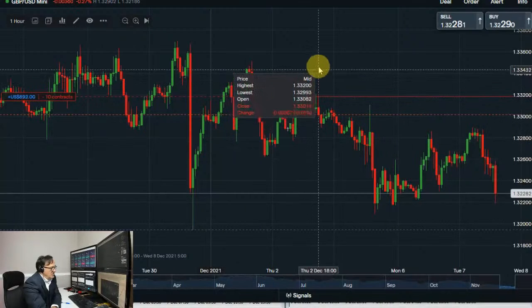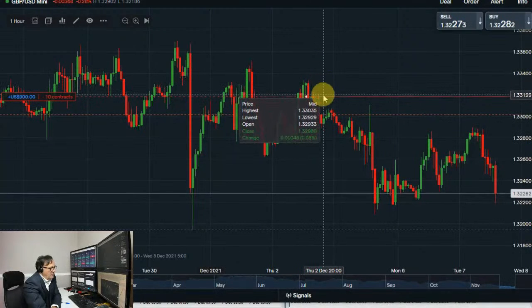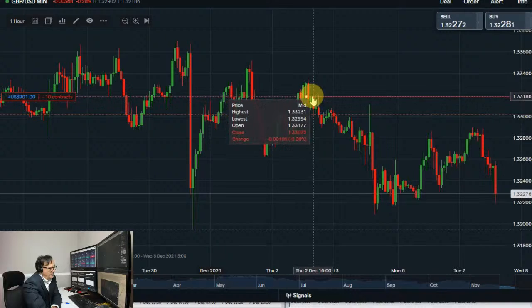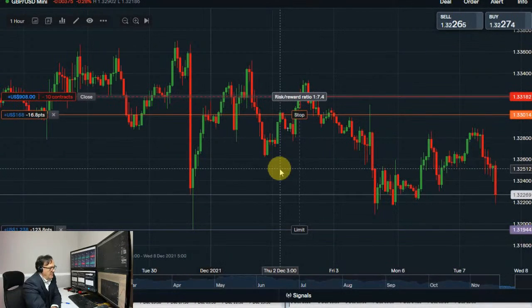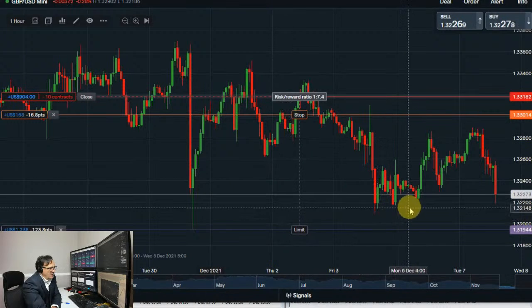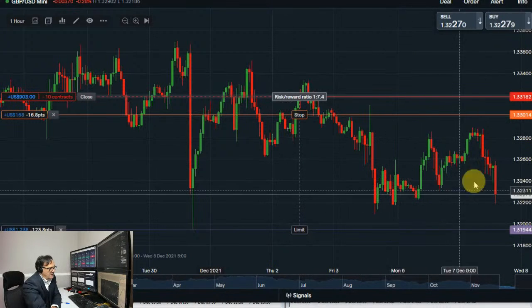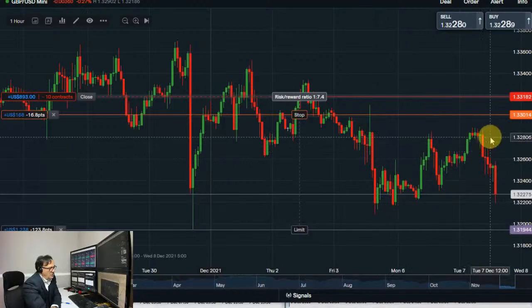The stop was initially above, moved higher, moved lower, to break even. Now the stop is below entry, and I'm liking this. I'm really happy with that. I'm seeing this as a low, higher low, higher low, higher low. So there's a little trend line. There's a little rising wedge here.